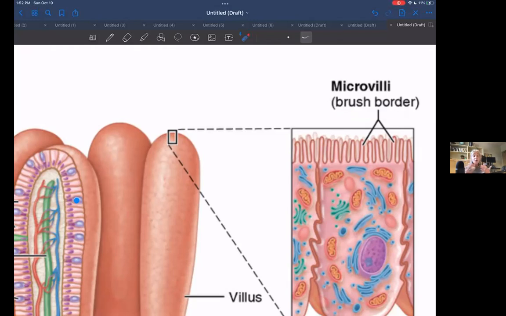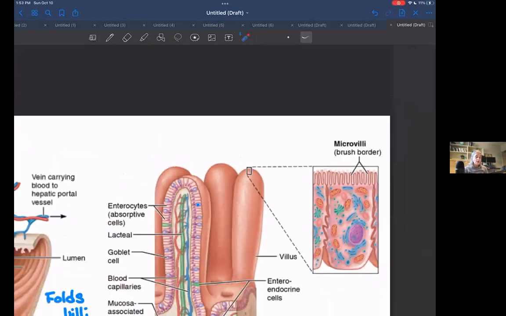So supposedly, if you took the small intestine and you laid it out and got rid of all of the folds, all of the villi and all of the microvilli, the surface area would be about the size of a tennis court. So it's a huge surface area over which nutrients can be very efficiently absorbed.